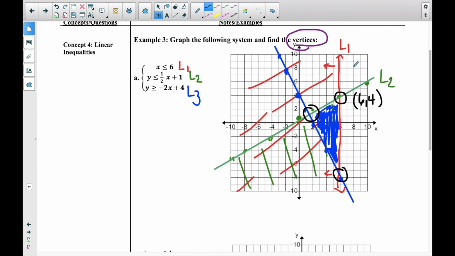It's helpful that I labeled my L1 and L2 because that means that 6, 4 should work in L1 and it should work in L2. And I know these are less than signs, but the lines themselves are the equal to part of it. So if I plug this in, does 6 equal 6? Well, yes, it does. And if I plug it into L2, then I plug in my 6 here. Half of 6 is 3. 3 plus 1 is 4. That is correct.